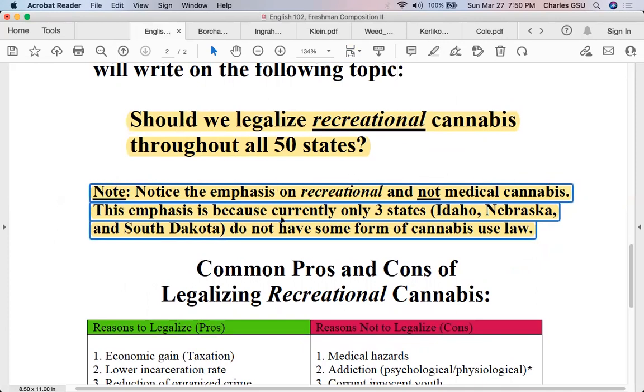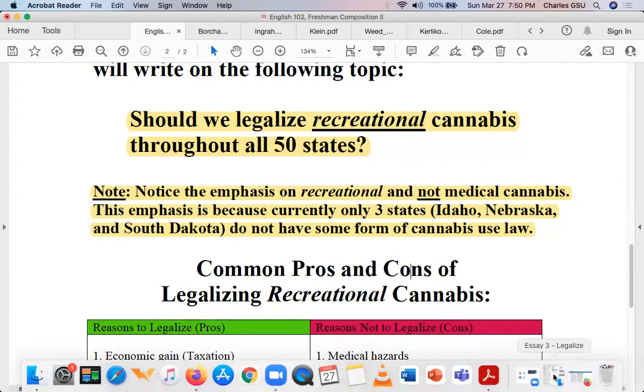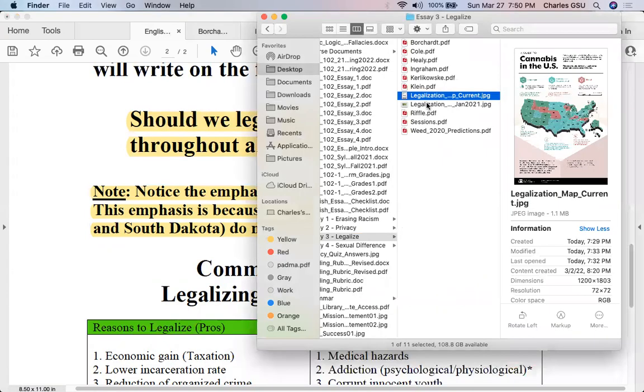This emphasis is because currently only 3 states, Idaho, Nebraska, and South Dakota, do not have some form of cannabis use laws. And to clarify that, let me show you a couple of maps, if you will, that are in your Google Drive folder.